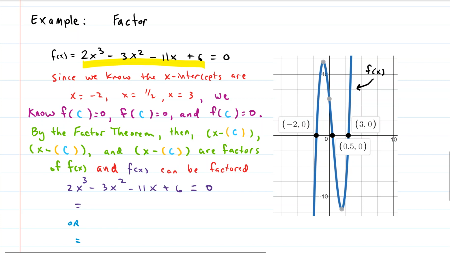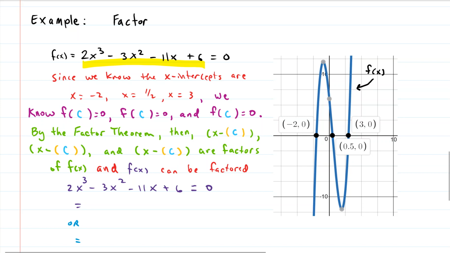of 2 that seem to factor nice. I could pick the 2x cubed and the 6. They both have a 2 common, but then I have a 3x squared and an 11x. I guess I could take an x out of that. But see, it's not gonna work super nicely. It's not gonna be clean.